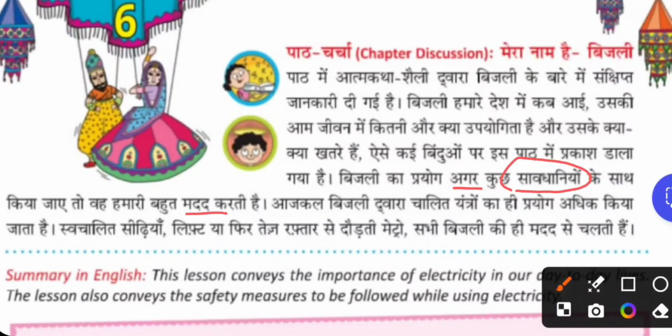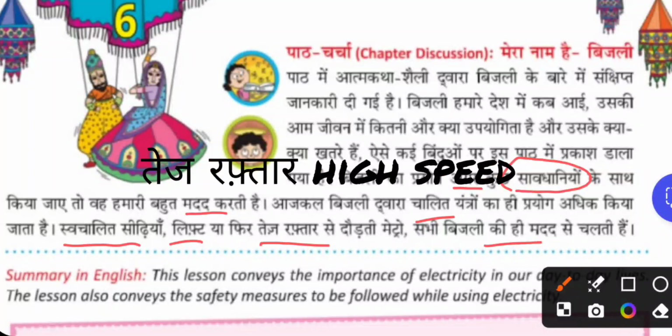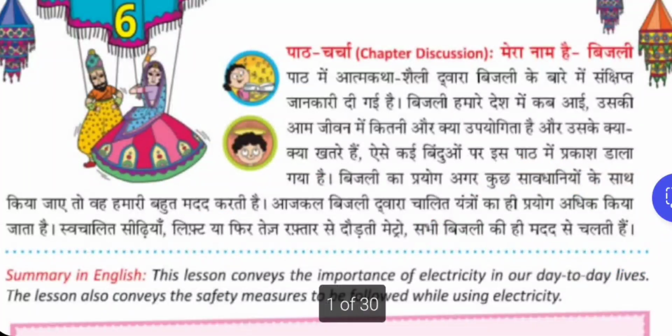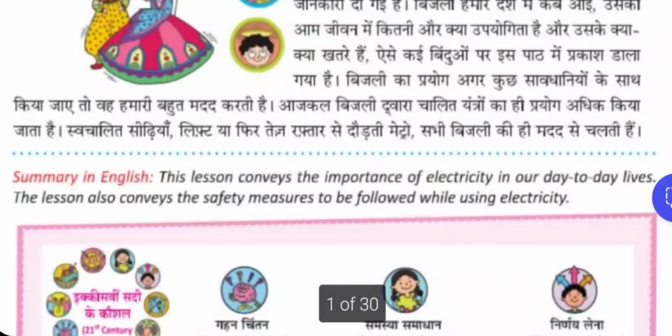आजकल बिजली द्वारा चालित यंत्रों का ही प्रयोग अधिक किया जाता है. So nowadays in this era we are using many machines which run using electricity only. स्वचालित सीढ़ियाँ, the self running steps, the escalators, lift या फिर तेज रफ्तार से दौड़ती मेट्रो, the metro train, सभी बिजली की ही मदद से चलती हैं. This all runs with the help of electricity. The lesson conveys the importance of electricity in our day to day lives and the lesson also conveys the safety measures to be followed when you are using the electricity.